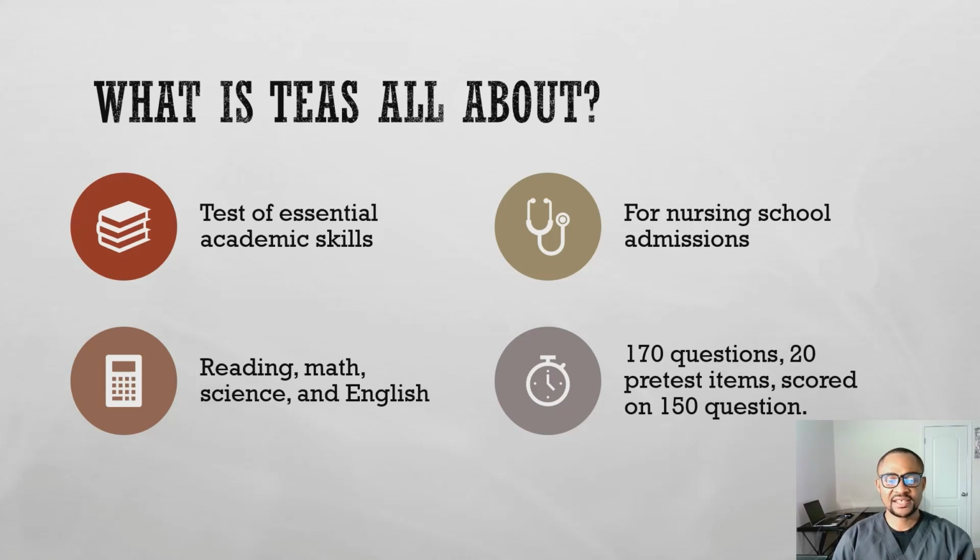The TEAS test has 170 questions. 20 of them are unscored pre-test items. So 150 of the questions will be used to evaluate your results. Whatever score you get from the TEAS will be gotten from 150 of the 170 questions you will be taking in the TEAS test.